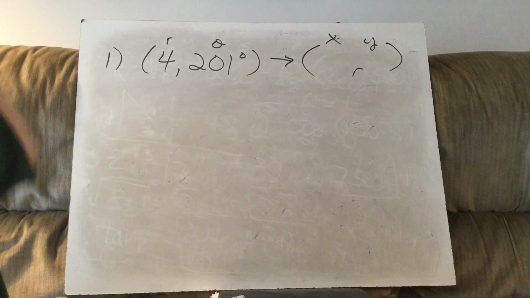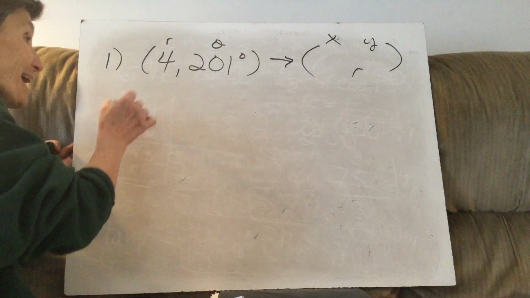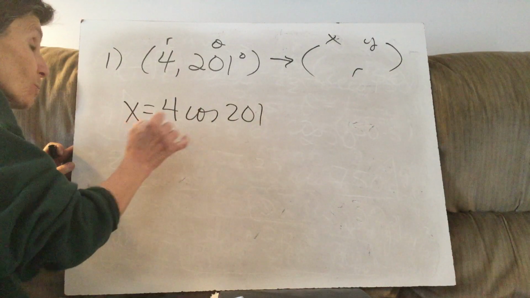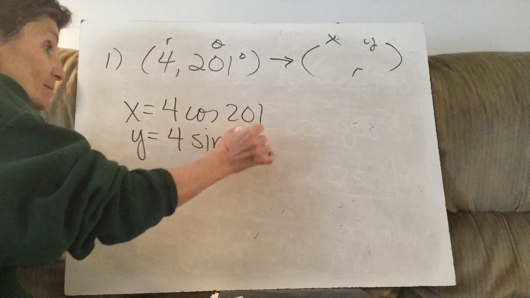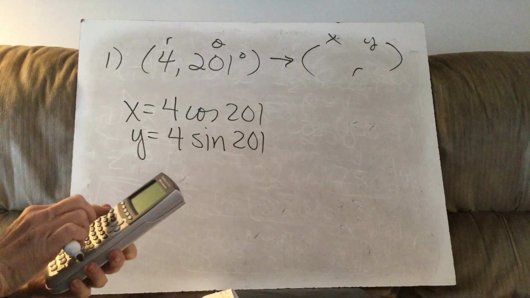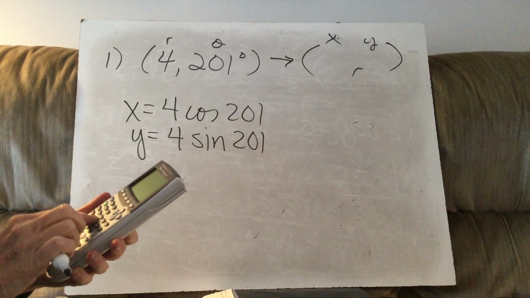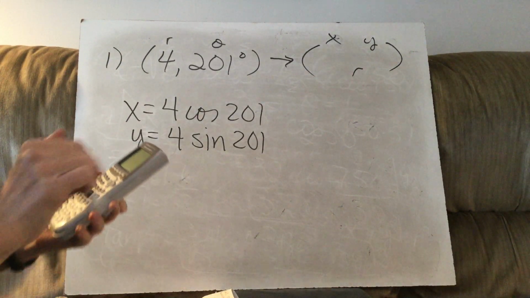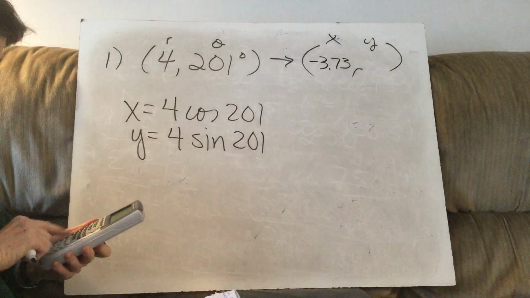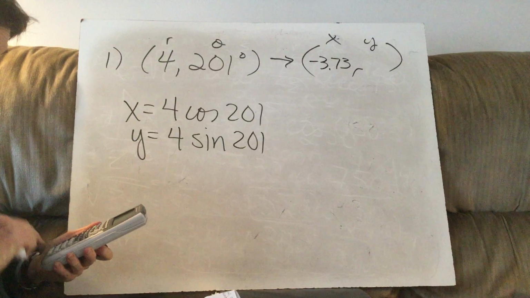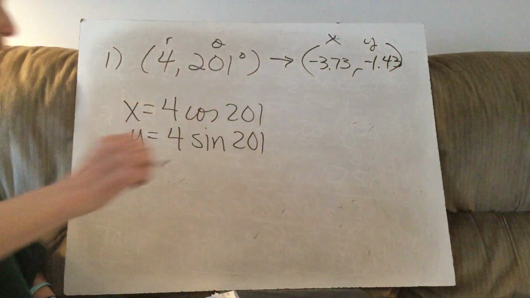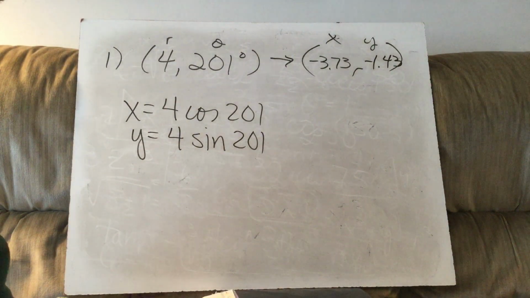Okay? So remember, x equals r cosine theta, and y equals r sine theta. So that's it. That's all there is to it. This takes about 2 seconds. So 4 cosine 201 is negative 3.73, and 4 sine 201 is negative 1.43. And that's it. That's the answer. That's all there is to it.